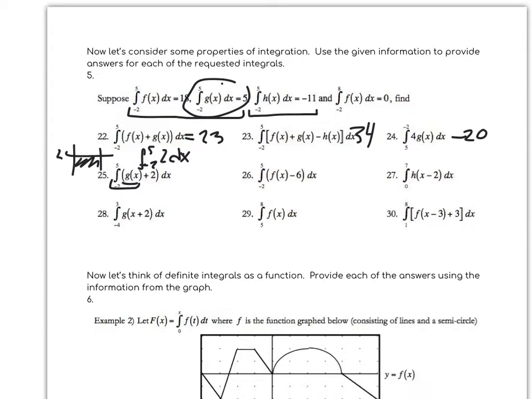So it would be g of x plus 6, and g of x is 5. 5 plus 6 is 11.